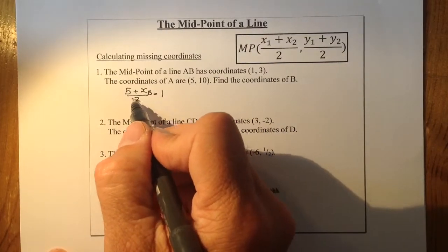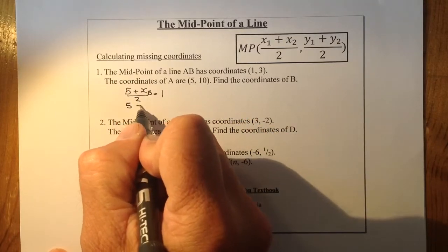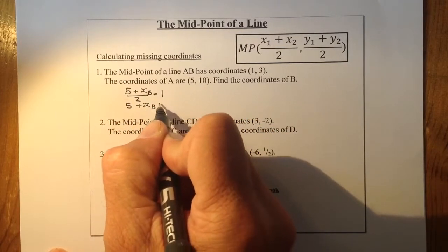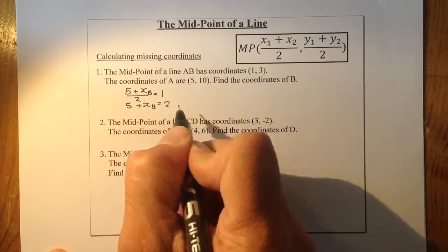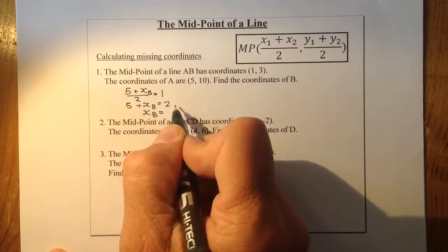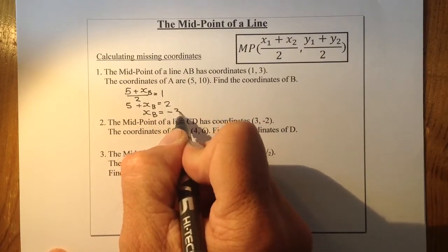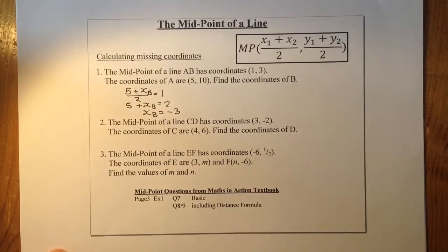From there, I'll get rid of the 2 on the bottom by multiplying the other side. So I've got 5 plus the x coordinate of B is equal to 2. So the x coordinate of B is going to be equal to, bring the 5 over, 2 minus 5, which gives me minus 3 as the x coordinate.